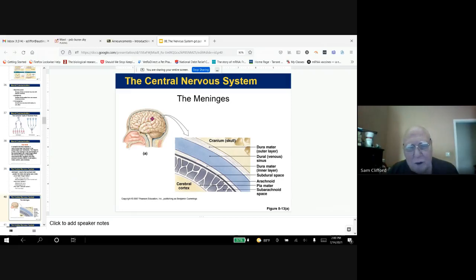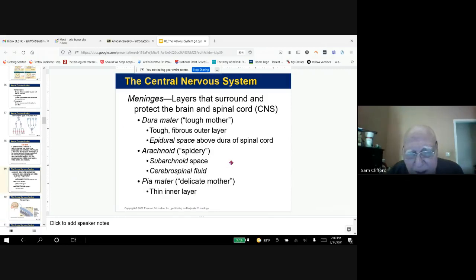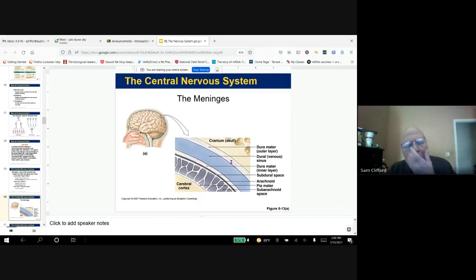brain. So there's much protection with the dura mater and the arachnoid layer, and then the pia mater. So there's multiple layers that protect and cover the nervous system, the spinal cord, and the brain.